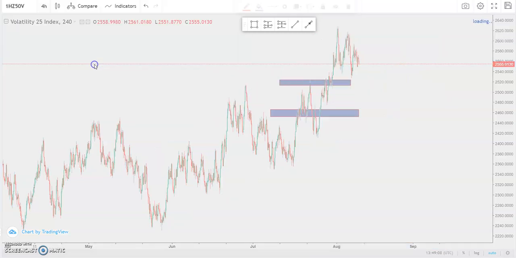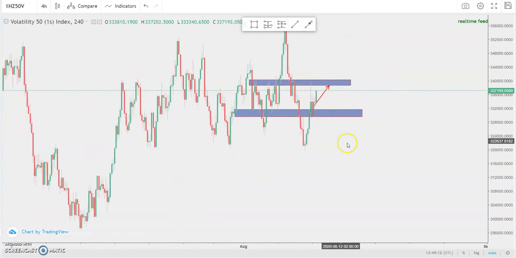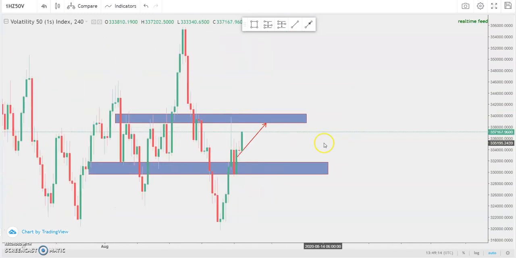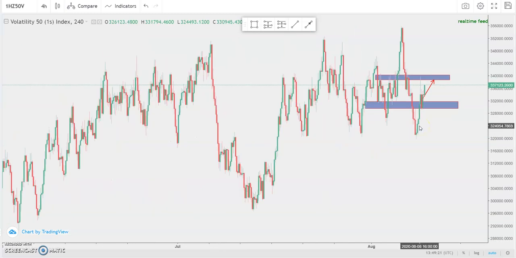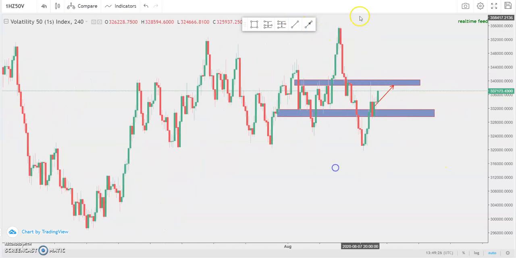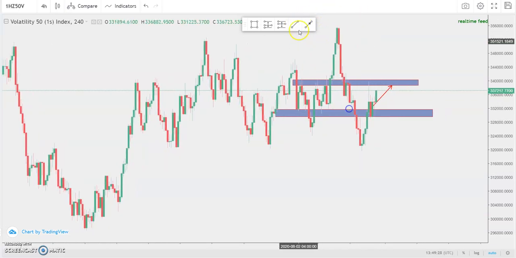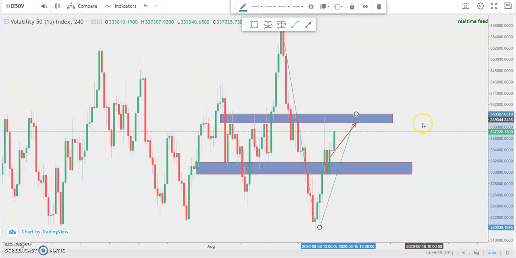The V25 is V50 1S. Okay, as you can see, I'm mostly in my 4-hour time frame. So watch out, this is how the 4-hour V25 1S has been behaving. It was in a downtrend, it was bearish, sorry. It was bearish for quite a number of times, and now I'm expecting it to start to push up to do price correction.